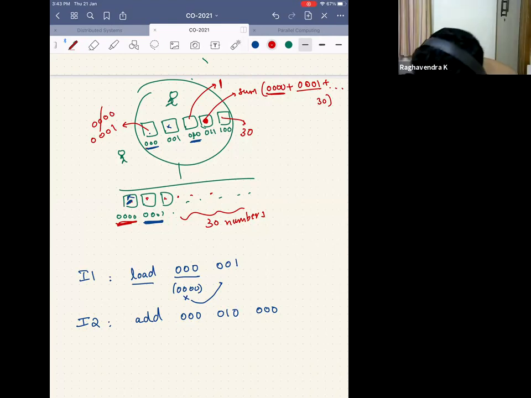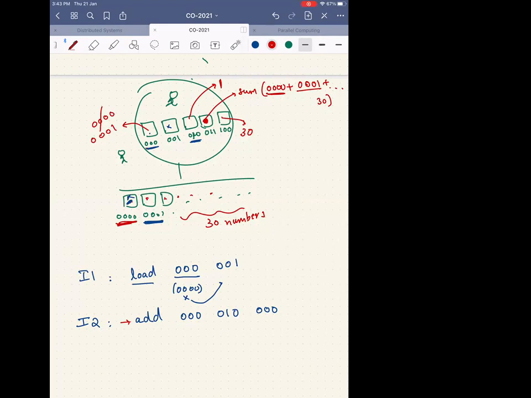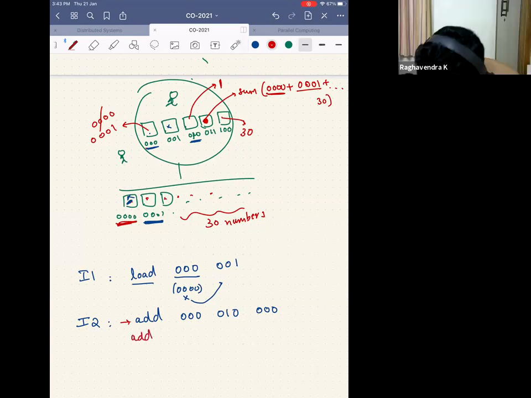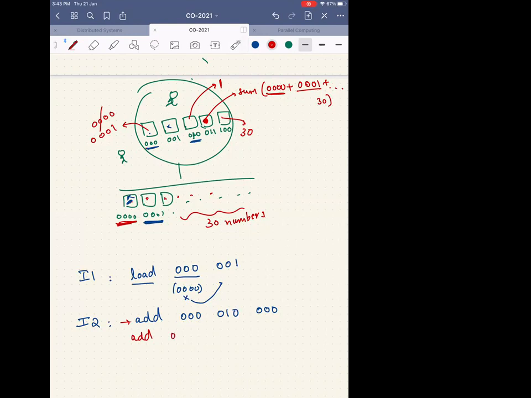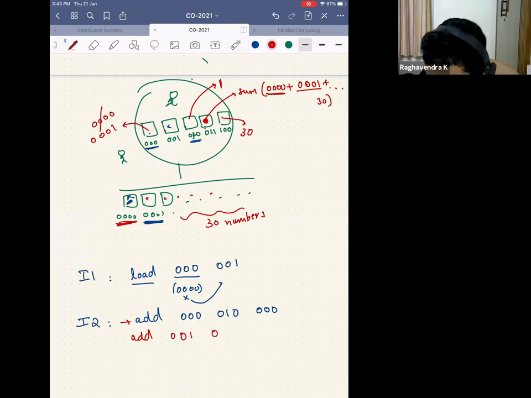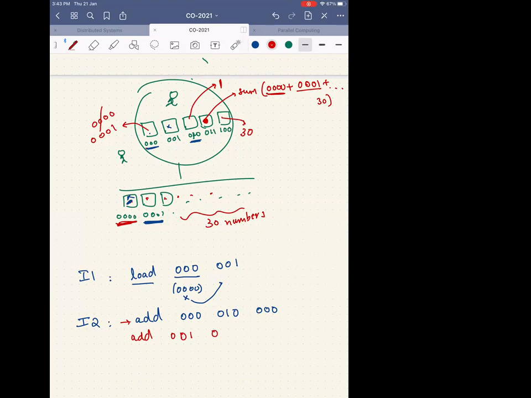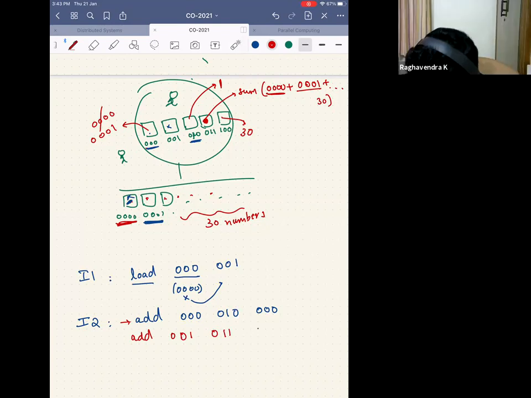No, okay. Instead of this instruction, what do you want to have? If you can tell me, I can see. I'm not saying you're wrong. I just want to know what you want to have. Without this, I want to add 001 and 011 and store it in 011. Okay. Instead of this instruction, you want to have add 001, 011, and store it in 011. Okay.